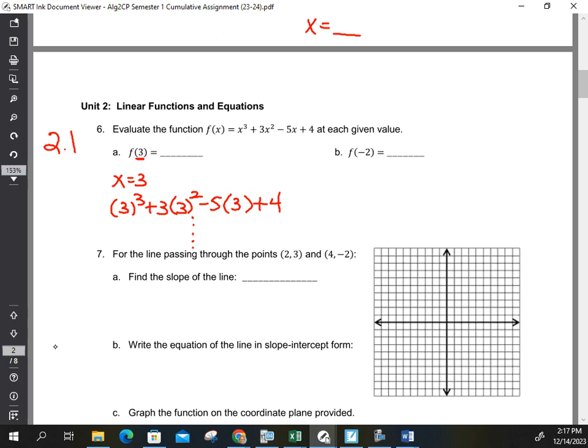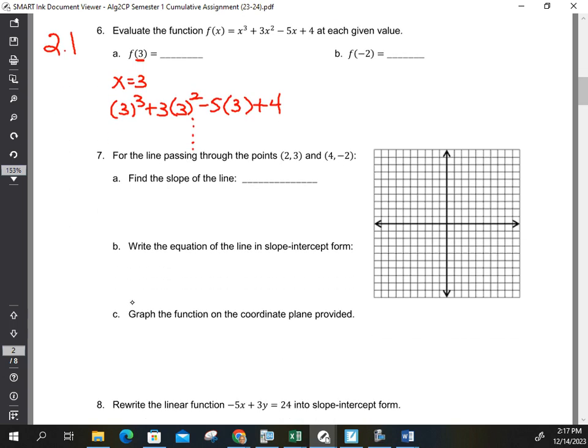You solve it out, get the answer. Do the exact same thing for part B. Problem 7. That's correct. Follow order of operations. But not multiply, you use the exponent. 3 to the third power is 3 times 3 times 3.